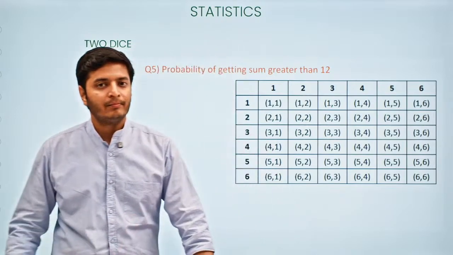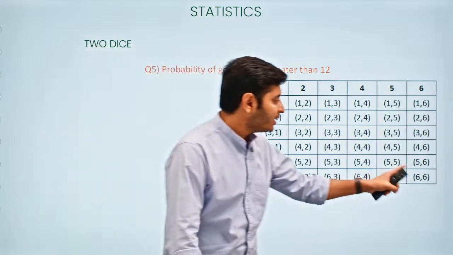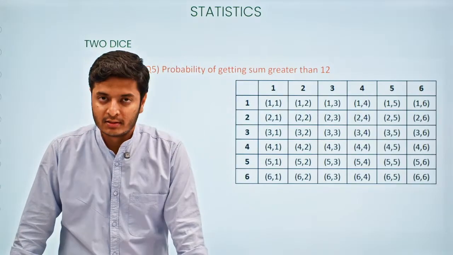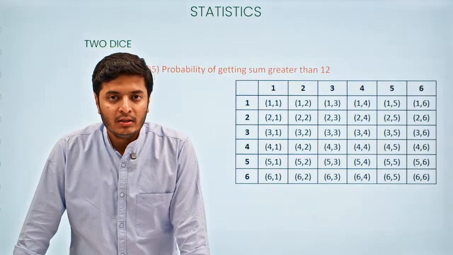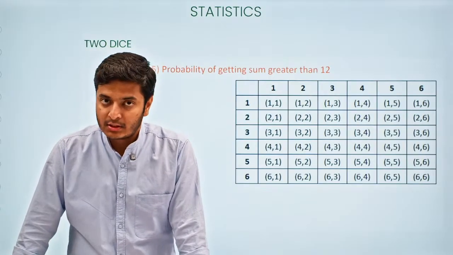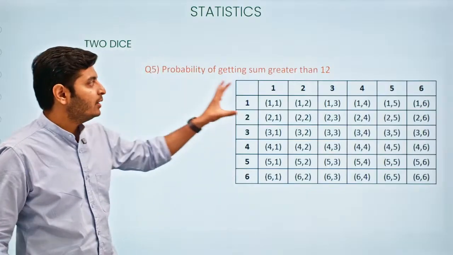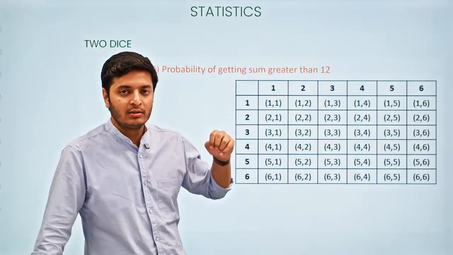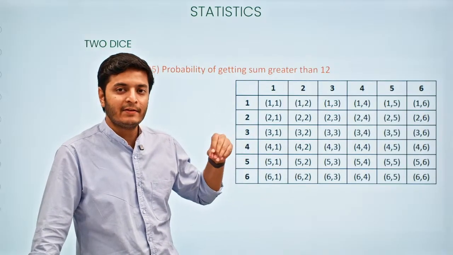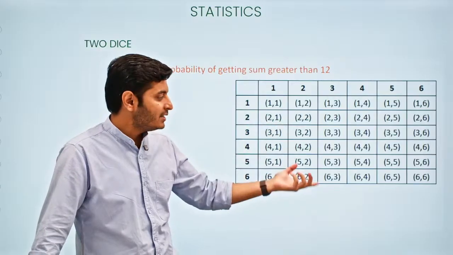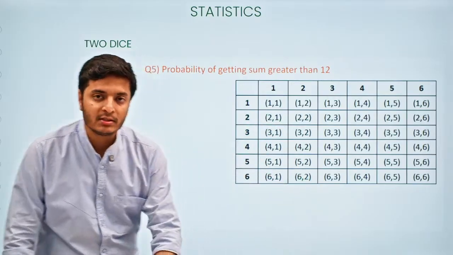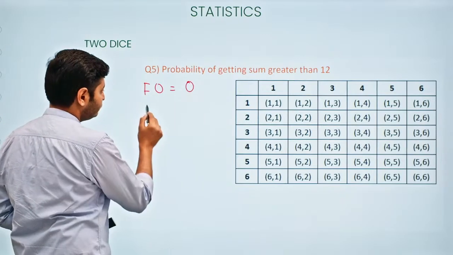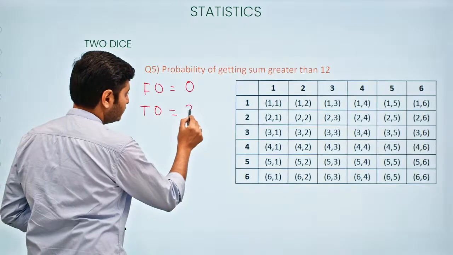Is that even possible? Because the highest numbers that I can see on a die is 6, 6, correct? Sum of these two is 6 plus 6, 12. But in the statement itself, it is asking us to find the probability of an event which is having sum greater than 12. Is that even possible? No. So how many such favorable outcomes? 0. Total outcomes 36.